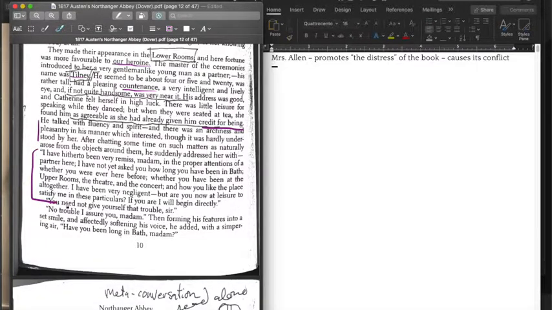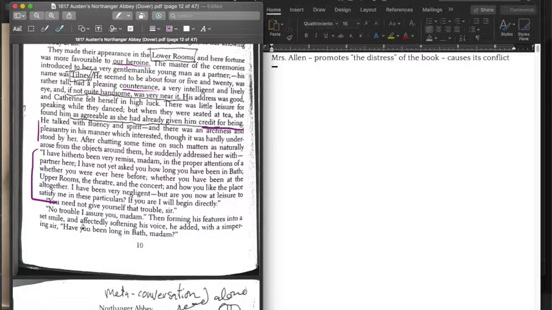This is like, oh, I haven't asked you the normal questions, like, how long have you been in Bath? Where have you gone? Have you gone to the theater? You know, he's like, I've been very negligent, but are you now at leisure to satisfy me in these particulars? If you are, I will begin directly. You need not, she's like, all right, you need not trouble yourself. This is kind of flirting. He's like, oh, I forgot to ask you all the normal questions. No trouble, I assure you, madam.